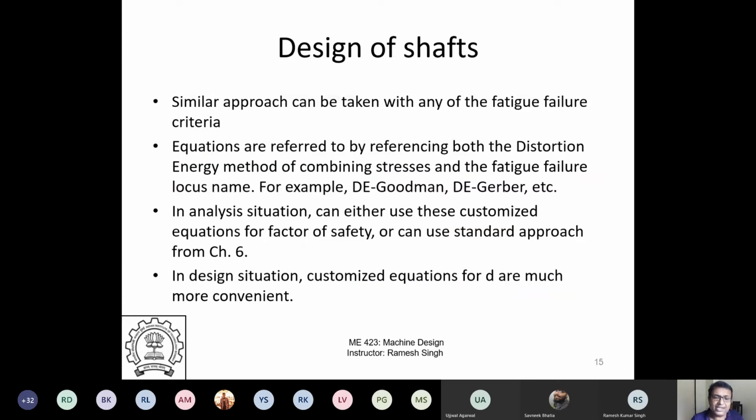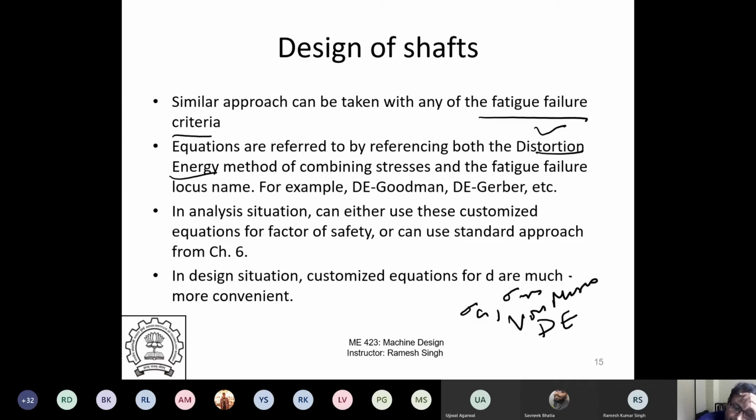So basically, a similar approach can be taken with the fatigue failure criteria equations which you have. I'm using the distortion energy method because I have used the equivalent sigma A and sigma M from von Mises, which is based on distortion energy. We derived it in the class, if you remember, right? So distortion energy is the inherent thing with which we tied both the sigma and tau to one parameter, one composite sigma, and then use that in conjunction with Goodman.